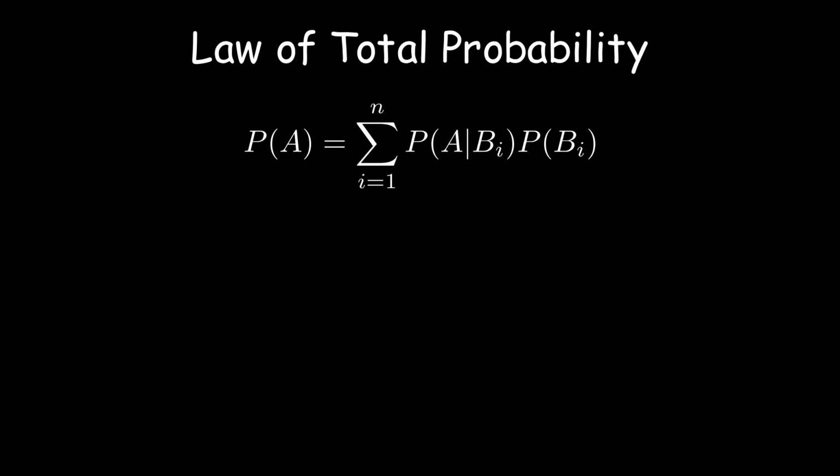Mathematically, the law of total probability states that the probability of an event A is the sum of the probabilities of A given each of the mutually exclusive events Bi, weighted by the probability of each event Bi.